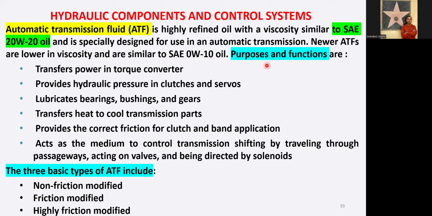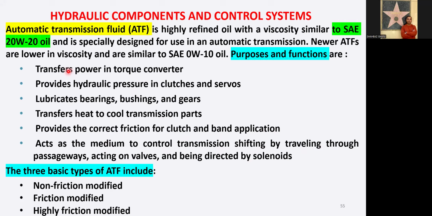The purpose and functions of this automatic transmission fluid are: it has to transfer the power in the torque converter; provide hydraulic pressure in clutch and servos; lubricate bearings, bushings and gears; transfer heat to cool transmission parts; provide the correct friction for clutch and band application; and act as the medium to control transmission shifting by traveling through passageways, acting on valves, and being directed by solenoid switches.